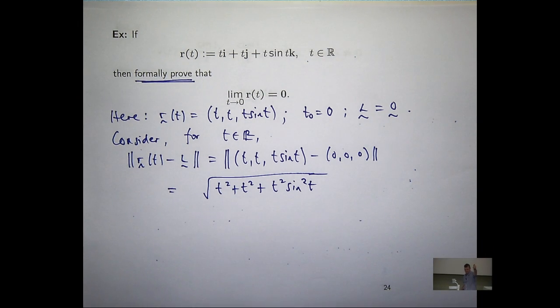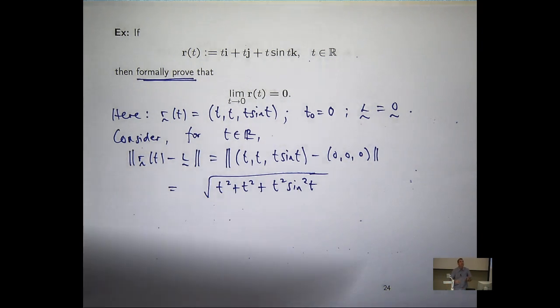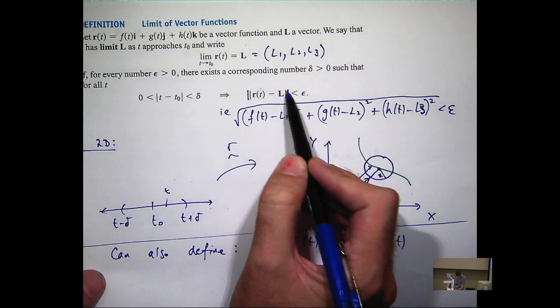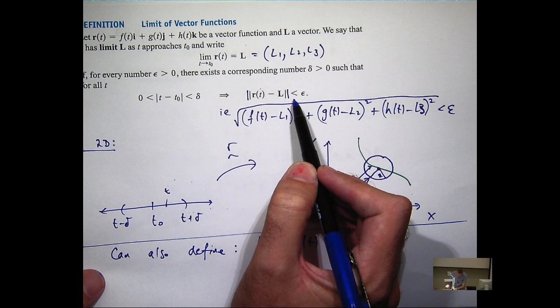Okay. Well, I've got a common factor of t, but look at the sine squared. I can do something with that. I know that sine squared is always going to be between 0 and 1. So now I'm at the point where what I'm trying to do is form some sort of inequality, right? I'm working with this at the moment, and I'm looking to form some sort of inequality.